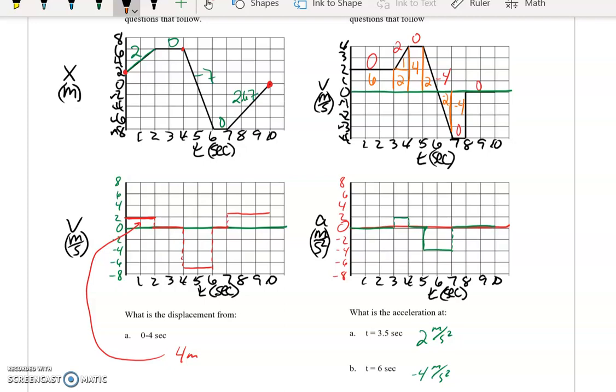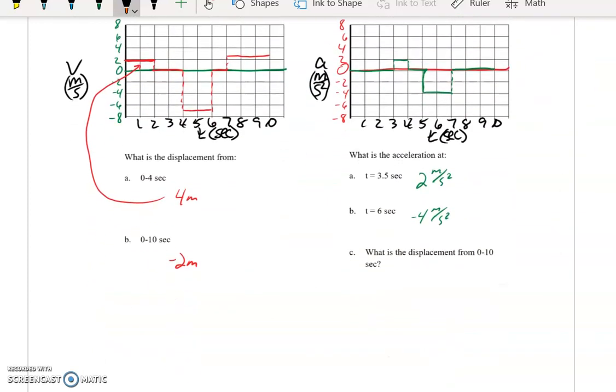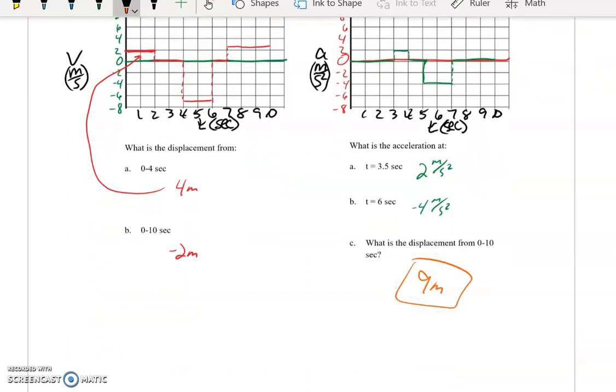So if we add up all of our areas, we've got 6 plus 1 plus 2 plus 4 plus 2 minus 2 minus 4. That should give us 9. And of course you'd have to show that work.